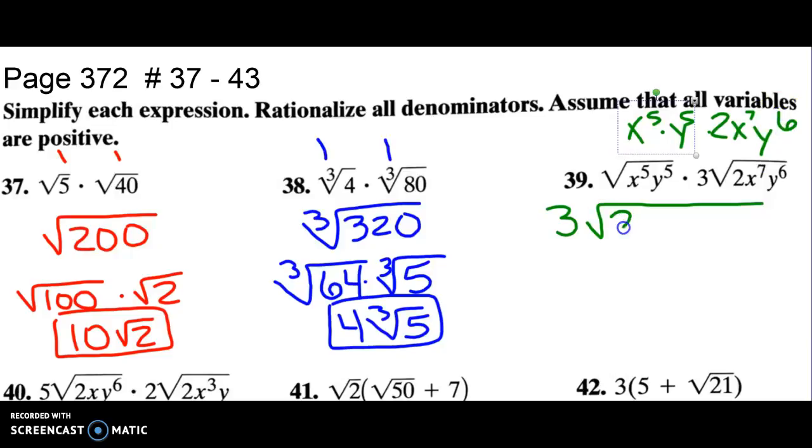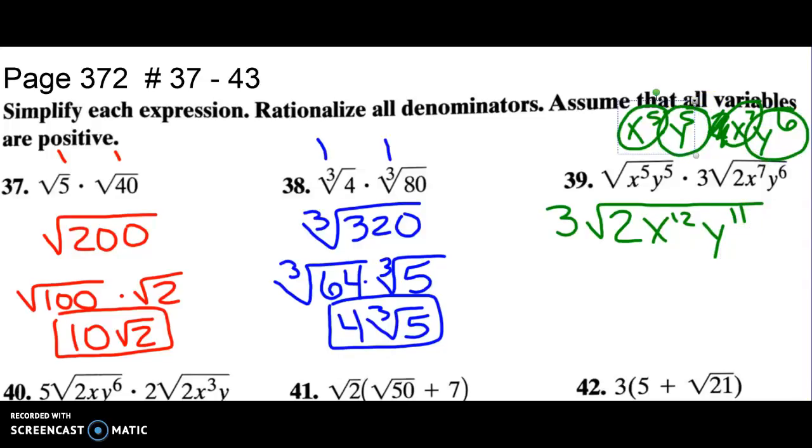So we're going to put our 2 first. All right, we're done with that. And then we're going to add the exponents of our x's. You've got x to the 5th and x to the 7th, so that's x to the 12th. And then we're going to add the exponents of our y's, and we've got y to the 11th.